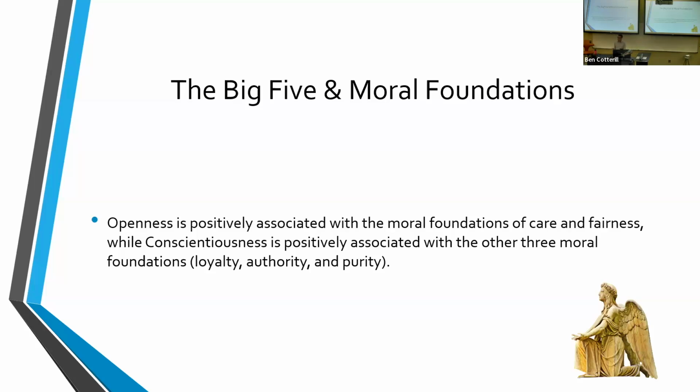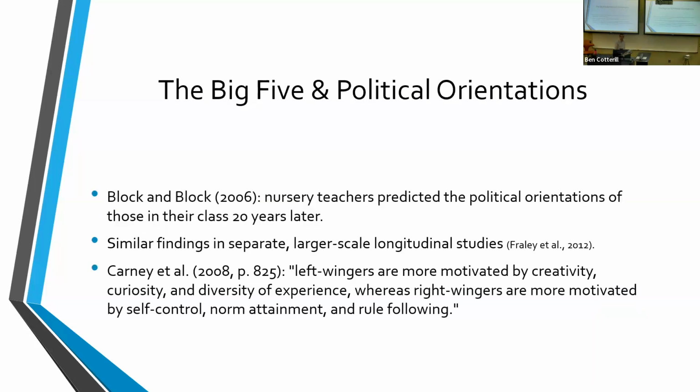So again, the differences found by the moral foundation theorists could be made sense of because it's in line with what we would expect from the personality literature, right? So going back to this idea that openness predicts more liberal-leaning ideas and conscientiousness predicts more conservatism.